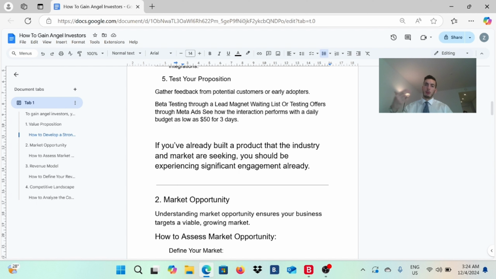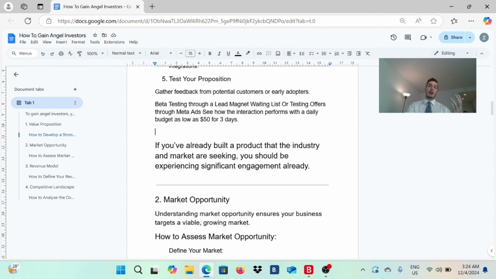Then you can redo that again until you start to receive good interaction and you see that consumers are willing to spend a specific amount of money on your product, and that's exactly what you are looking to get. That's what you can do with Meta ads. See how the interaction will be with a daily budget as low as $50 for 3 days. $50 for 3 days will be absolutely enough to see how the interaction will be from the marketplace.